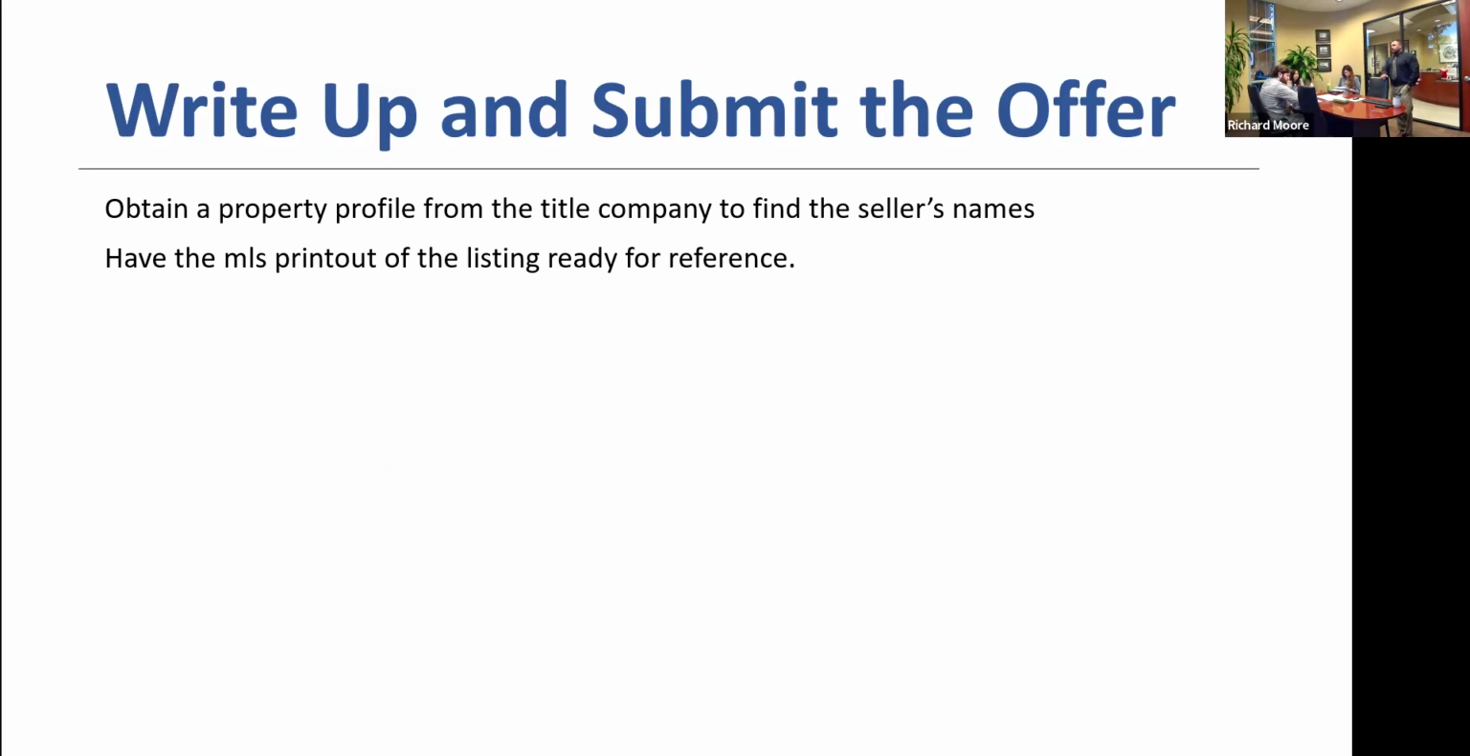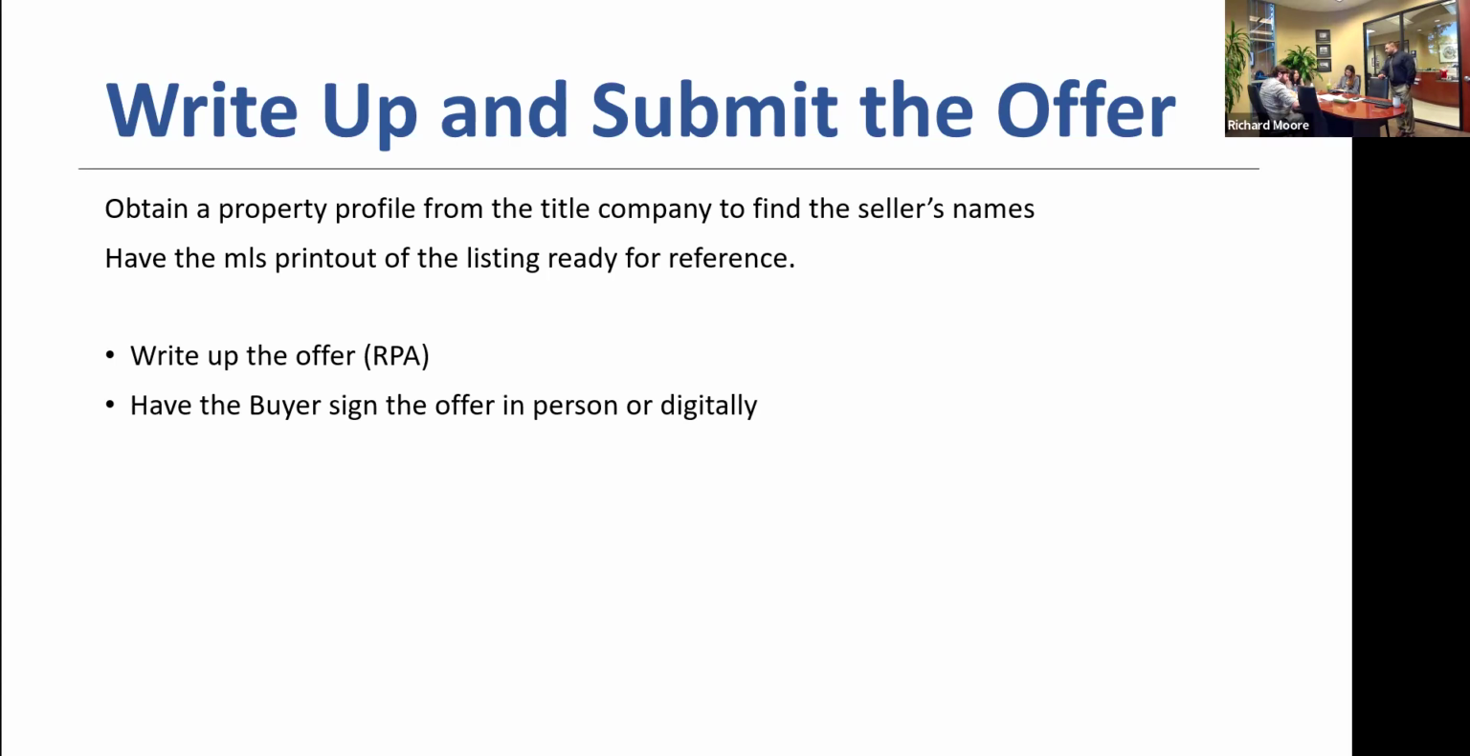So when you write up the offer, they're gonna ask for the property address, the city, the state, the zip code, the parcel number, so you're gonna need that information. You're gonna have to write in who the listing agent is, who the listing brokerage is, what their DRE number is for each of them. So you're gonna need that information for the offer. That's why you should have the MLS printout of the listing. So you're gonna write up the offer.